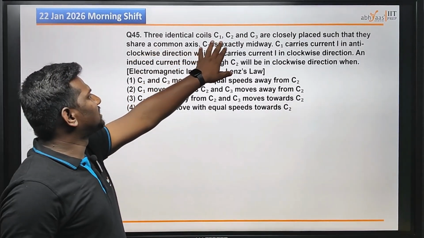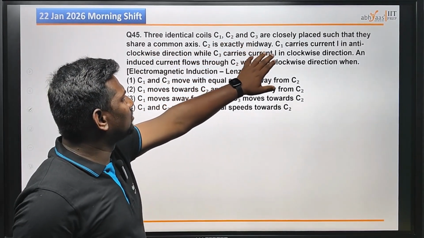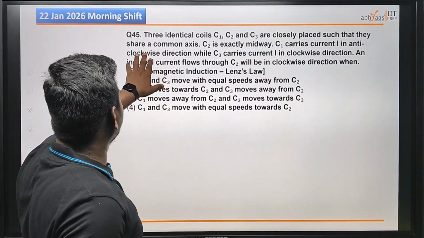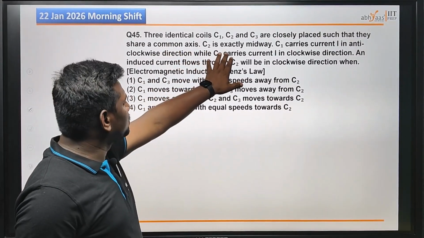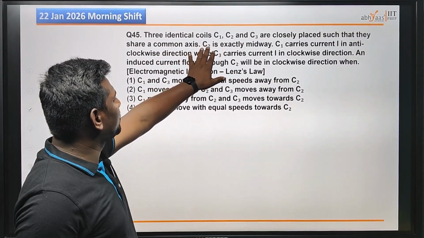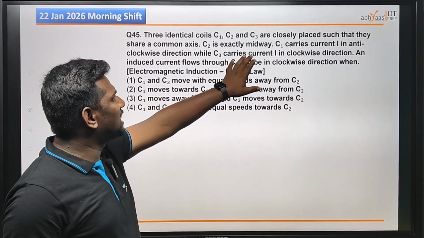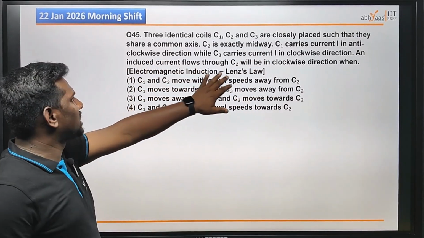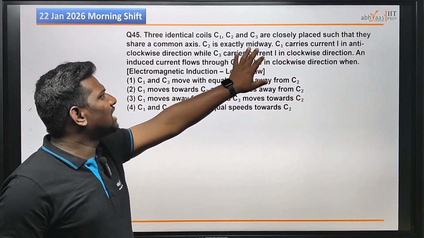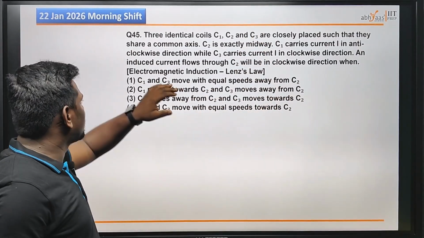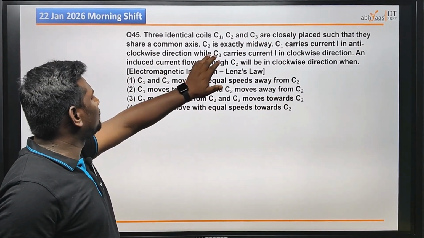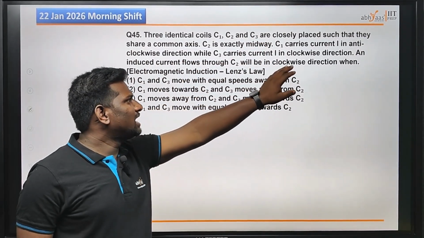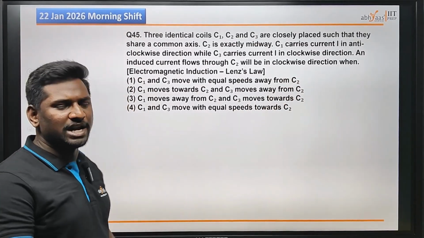Three identical coils C1, C2 and C3 are closely placed in such a way that they have a common axis. C2 is exactly at midway. C1 carries a current in anti-clockwise direction while C3 carries a current in clockwise direction. An induced current flowing through C2 will be in clockwise direction when.